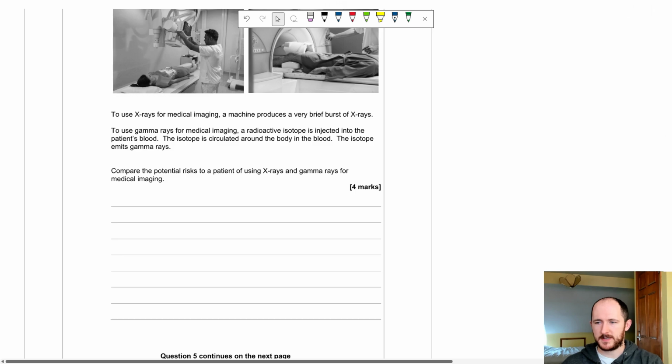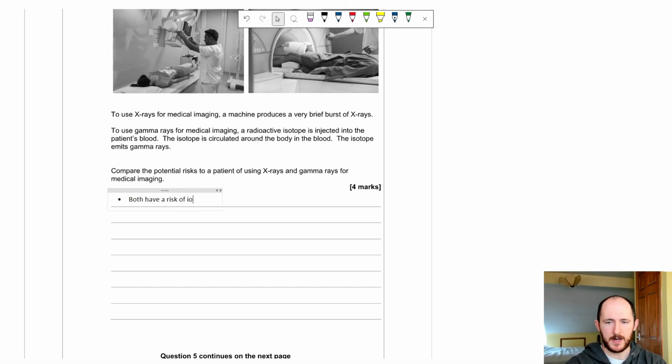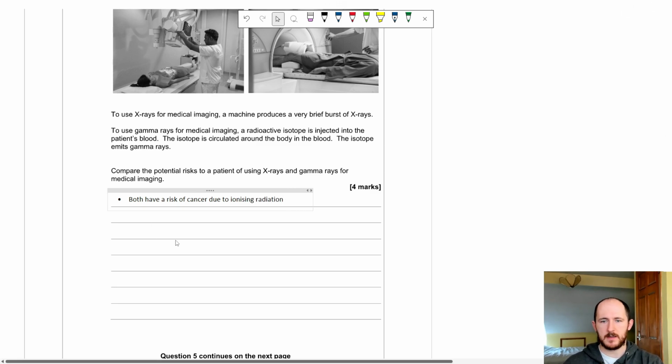So I'm actually going to type this just to make it a bit easier. In terms of comparing the risks, both have a risk of ionizing radiation. Right? They both have a risk of cancer due to ionizing radiation. So X-rays ionize your DNA, as do gamma rays, and so they both can cause cancer. That's just a sad fact of life.